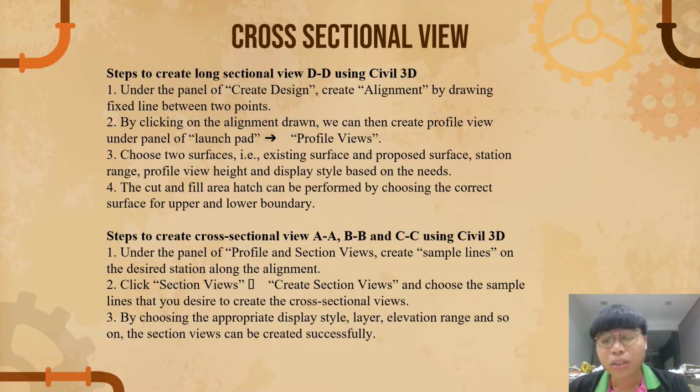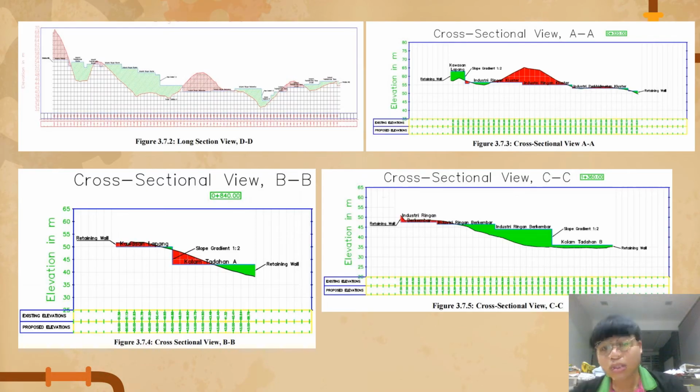So under the panel of the profile and section views, create sample lines on the design station along the alignment. Then create section view. Choose the sample line that you desire to create the cross-sectional views. Then we choose the appropriate display type, layer, and elevation range, and the section view can be created successfully. This is the picture. The graph shows the cross-section area for AA, BB, CC, and also DD.